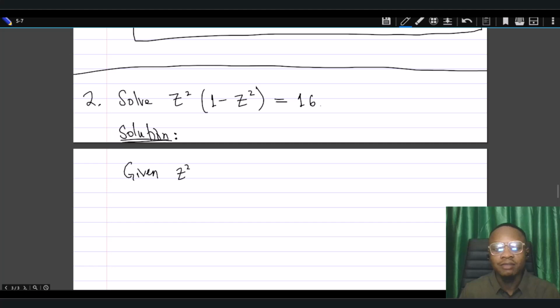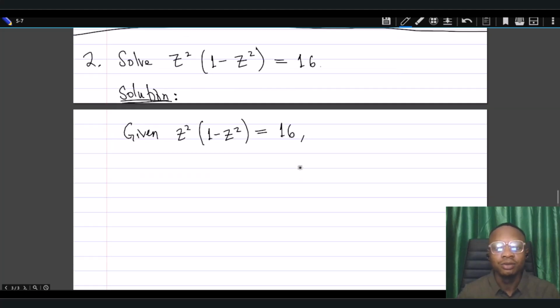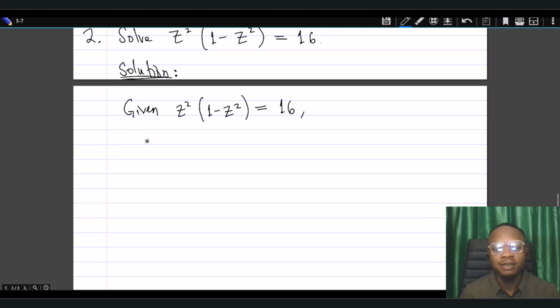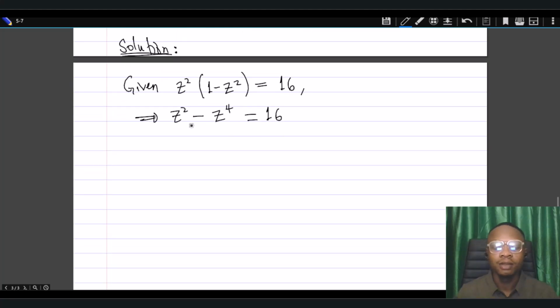given that we have z squared into 1 minus z squared equal to 16, then it follows that when we expand this out, we have z squared multiplying 1, then minus z squared multiplying z squared, that is z to the power of 4, is equal to 16. And with this, we can say that we have z squared minus z to the power of 4 equals 16. So we can rearrange this.